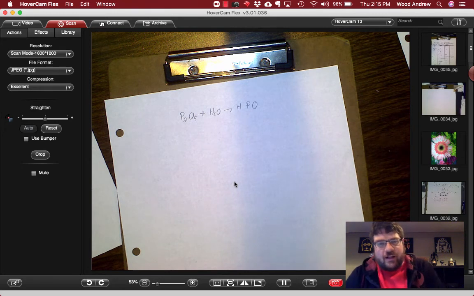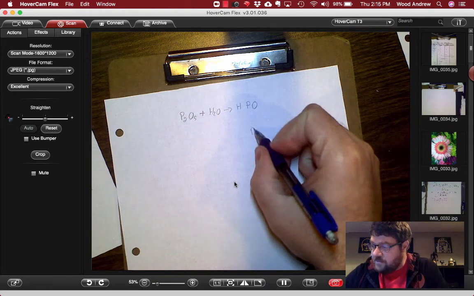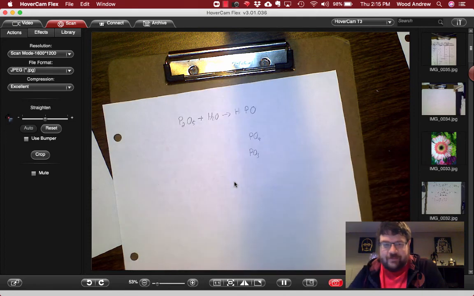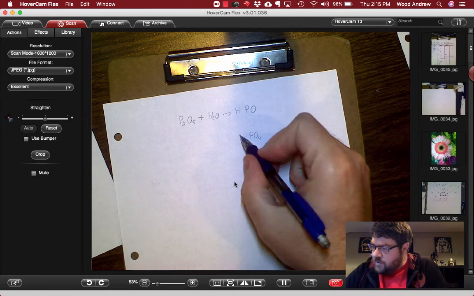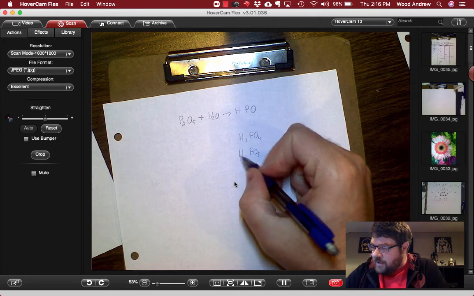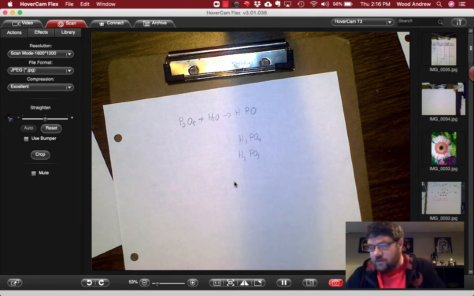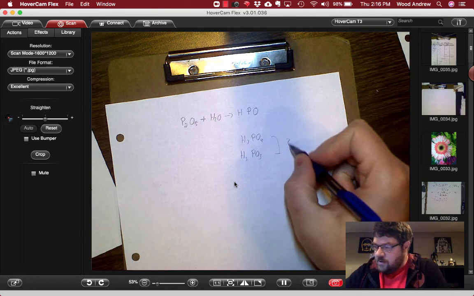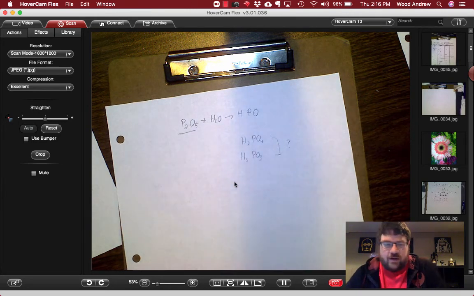So I'll take a look at my acids. What are my polyatomics containing phosphorus? Well, I have two choices, phosphate or phosphite. This is again why we learned all of those, right? So H3PO4 or H3PO3. And the question is, which of these two conditions match our condition on this side?